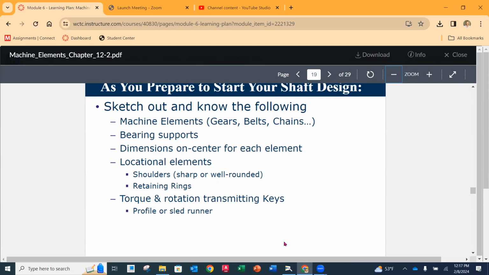So when we talk about location elements, those shoulders, sharp, well-rounded, we talked about the KT factors that have to do with those. That's why we have to know these now. And then also any torque and rotational transmitting keys. So are they going to be the profile key, or are they going to be like a sled runner key? Because KT values are different associated with those as well. So these are the things concept-wise that we have to know about our design, spatially, physically, size-wise, how we're going to put this together in order to get started on shaft design.